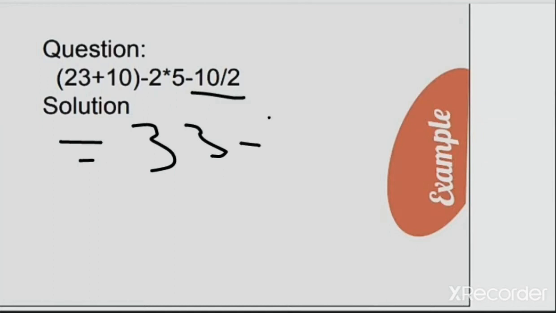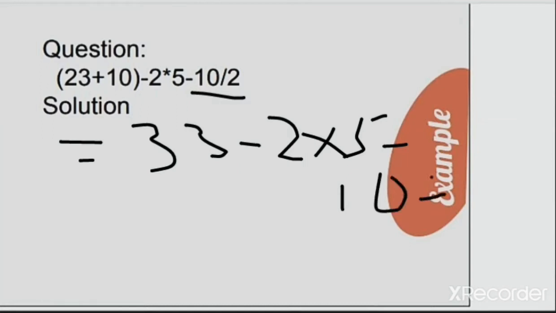33 minus 2 multiplied by 5 minus 10 divided by 2, as it is. Okay, now we are left with only operations. There is no bracket in our second step of the solution. Now we will search for division when we have no brackets over here. So when I divide 10 by 2, I get 5 obviously.